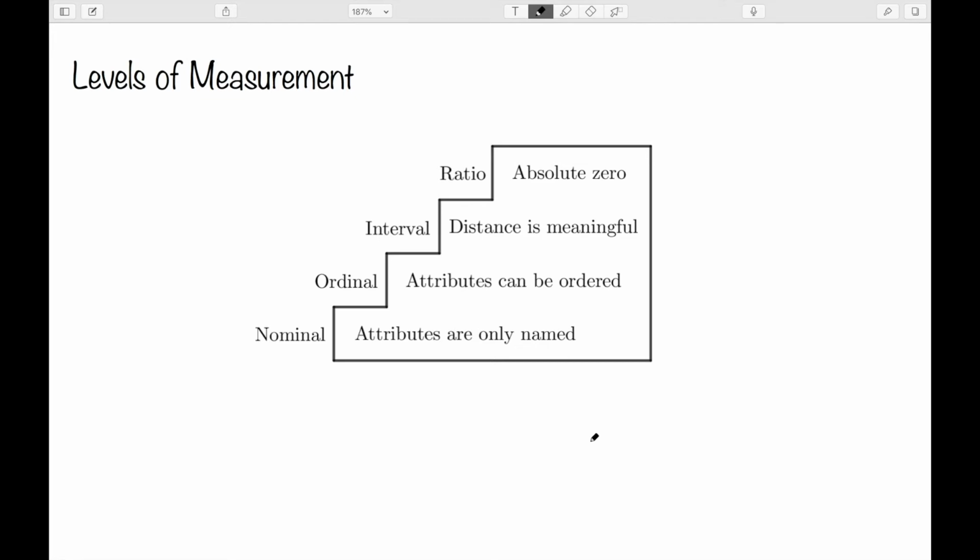In this video, I want to look at classifying data based on its level of measurement, either nominal, ordinal, interval, or ratio. And as you work through this video, make sure you check the description below for links to several activities that you can use to practice this particular topic.